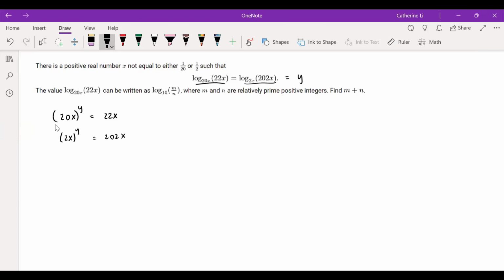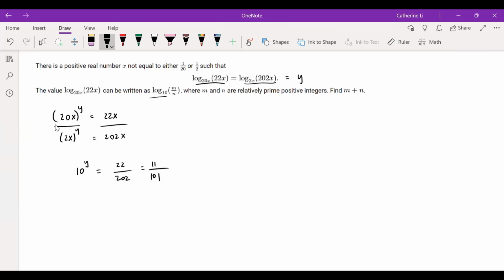And we see that these expressions and equations are very similar, except that the constants are different. And so we can divide one by the other, and we'll be left with mostly just constants. So if we divide the first one by the second one, we get 20x over 2x, which is just 10 to the y, is equal to 22 over 202, which is 11 over 101.